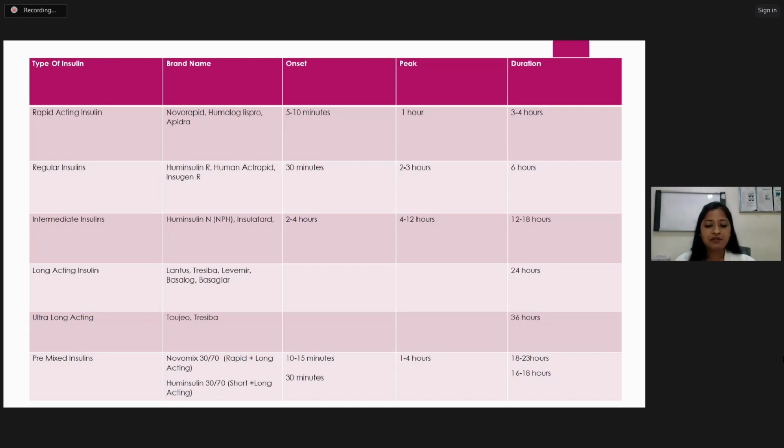Human Insulin 30/70, which is a combination of short-acting insulin and long-acting insulin, needs to be given 30 minutes before the meal because it has short-acting insulin. The peak is 1 to 4 hours and it works for 16 to 18 hours. Both of these premixed insulins are milky in color. It's very important that we mix this insulin before taking.